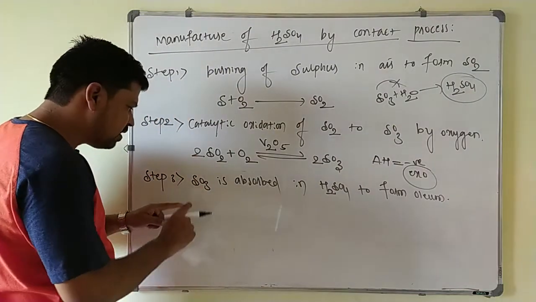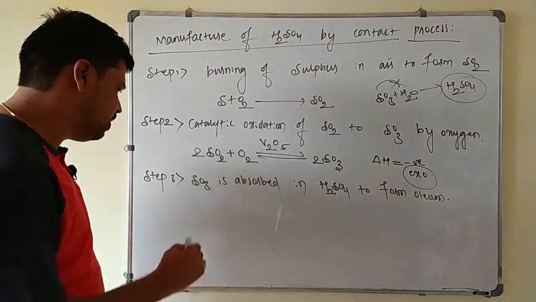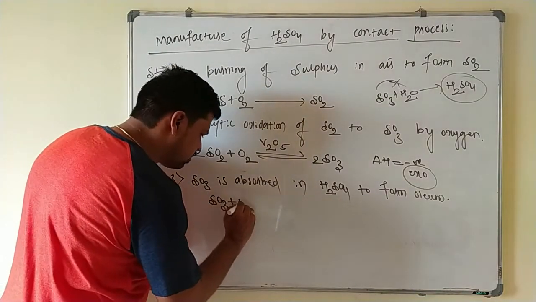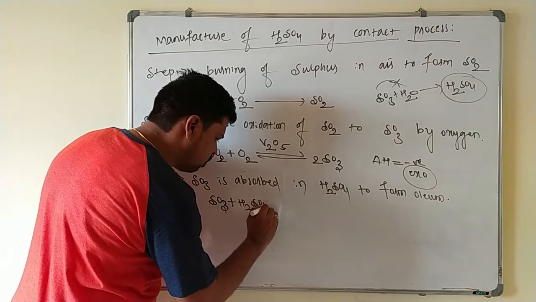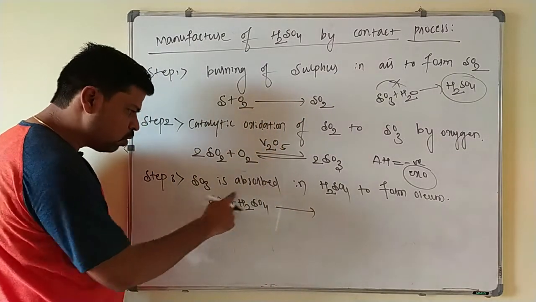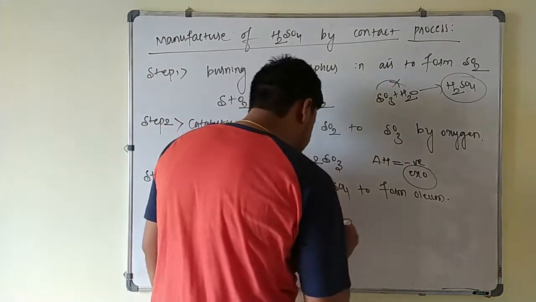So here what we are doing is SO3 is absorbed in H2SO4 to form the oleum. First oleum is formed here. So SO3 plus H2SO4. You combine these two, what will you get here? H2S2O7, that is fuming sulfuric acid, nothing but pyrosulfuric acid you will get.